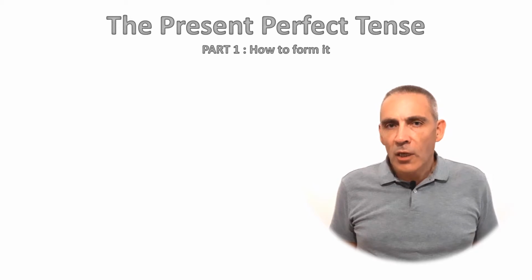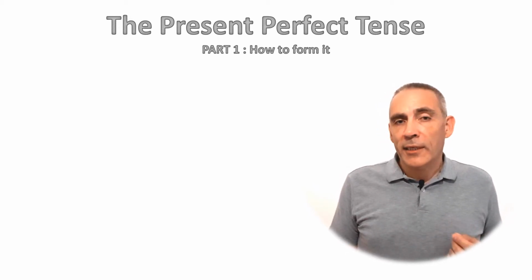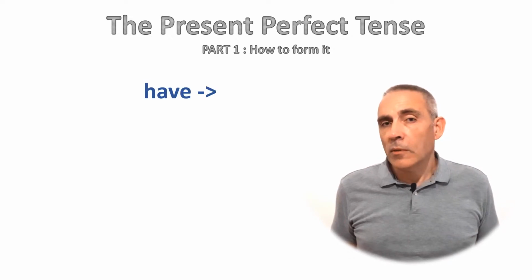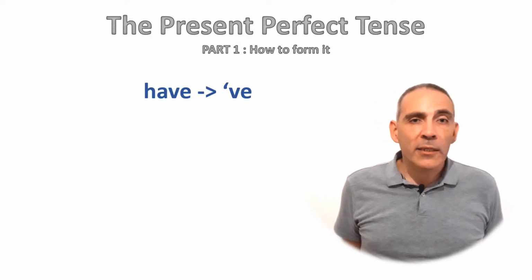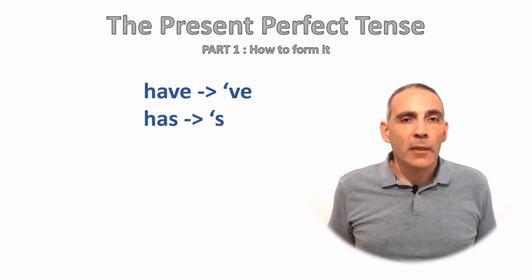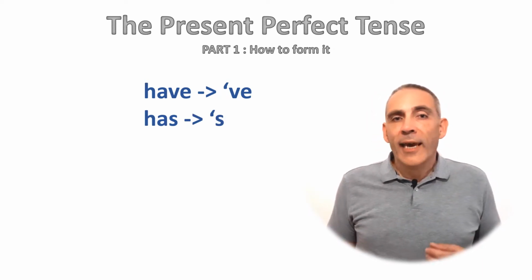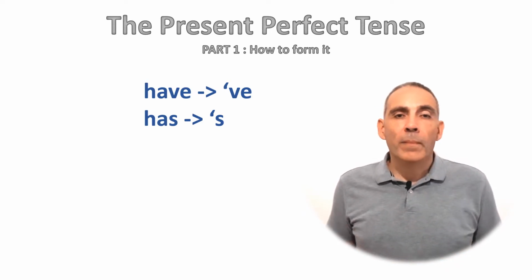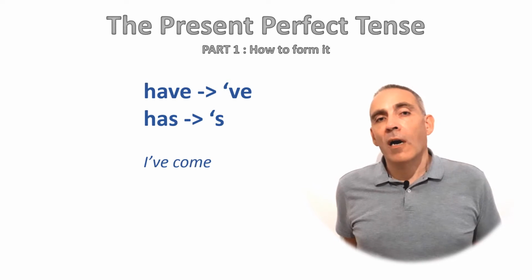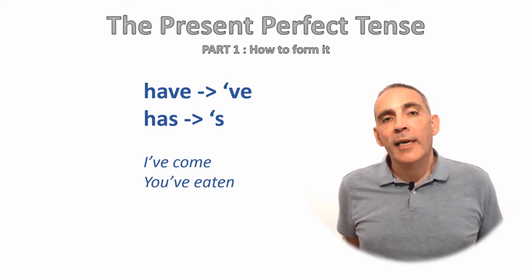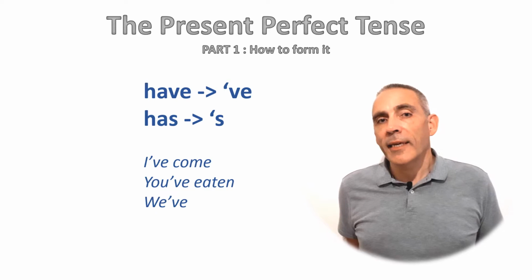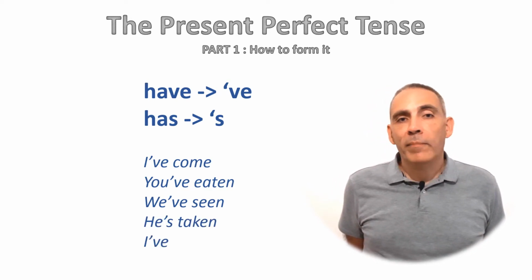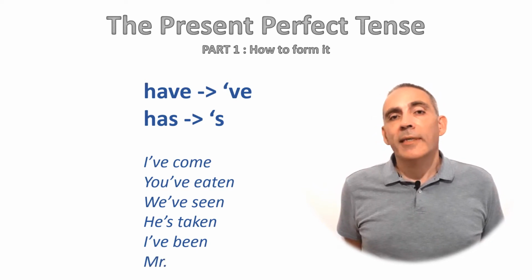In speech, we often abbreviate the auxiliary verb. Have becomes 've, has becomes 's. So, abbreviating our earlier examples, we would say, I've come, you've eaten, we've seen, he's taken, I've been, Mr. Smith's left.